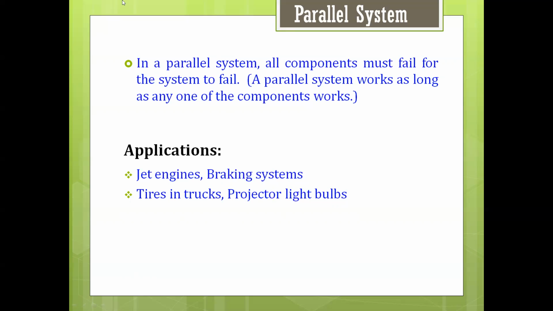Parallel systems. The name itself indicates the parallel system. All the components are connected in parallel. A very important criterion here is that all components must fail for the failure of the system. This means a system will work up to the last component working. Assume that there are 100 components. Again, a similar example: if 99 fail and only one is working, then also the system is working. This is the characteristic of the parallel system.